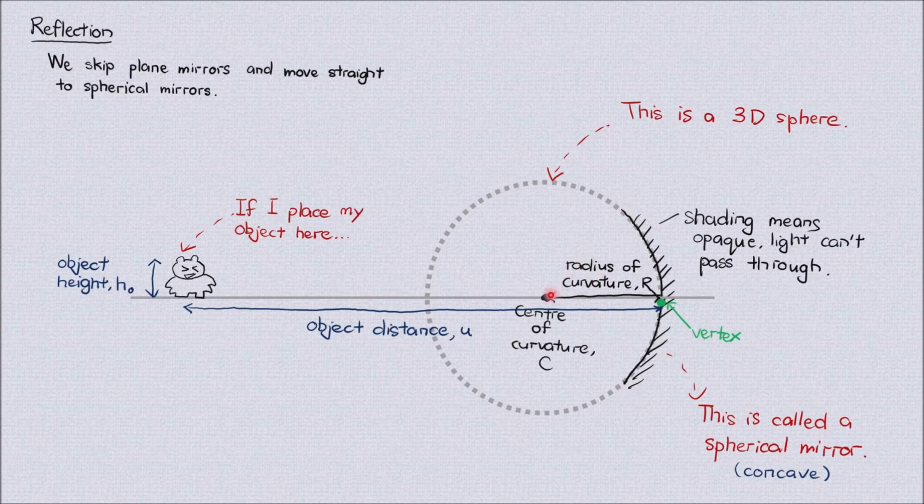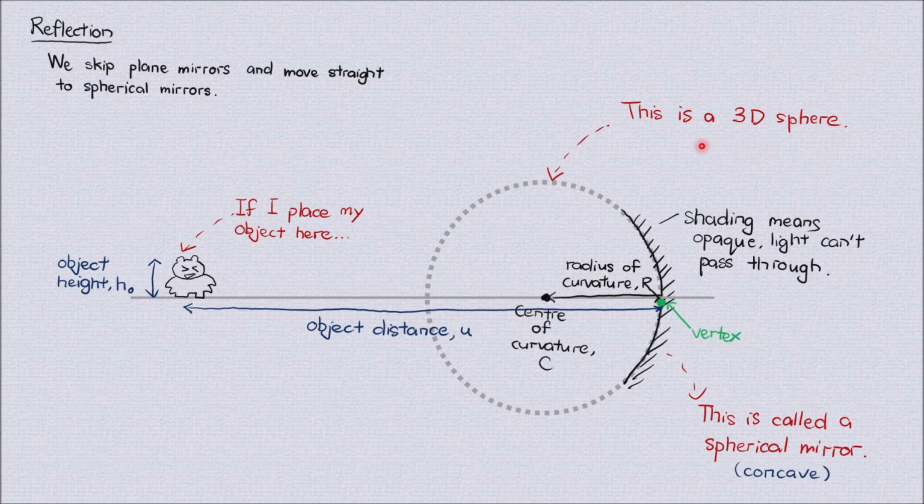Any point on the spherical mirror surface, if you find the distance of that point towards this center of curvature, you'll find that the distance will be the radius of curvature. Any point on the mirror, if you find the distance of it from the center of curvature, you'll find it to be the radius of curvature, which is equal to r, which is actually the radius of the 3D sphere.